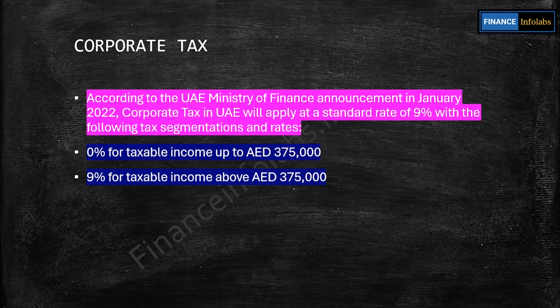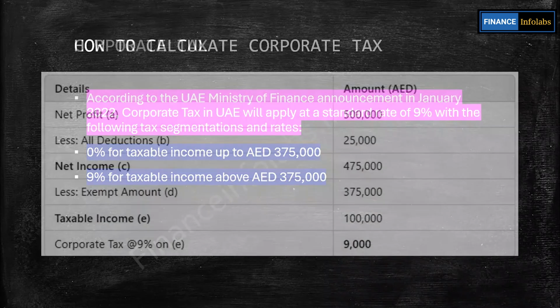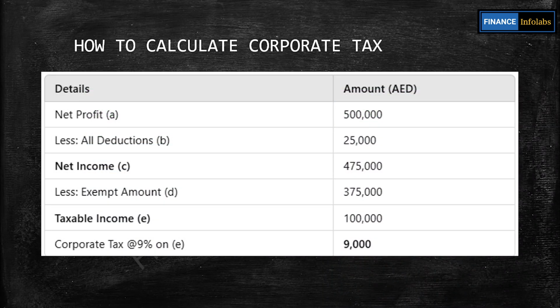According to the UAE Ministry of Finance's January 2022 announcement, the UAE corporate tax will apply at a standard rate of 9%, segmented as follows. 0% for taxable income up to AED 375,000. 9% for taxable income exceeding AED 375,000. In the next slide, we can discuss about how to calculate corporate tax in UAE.